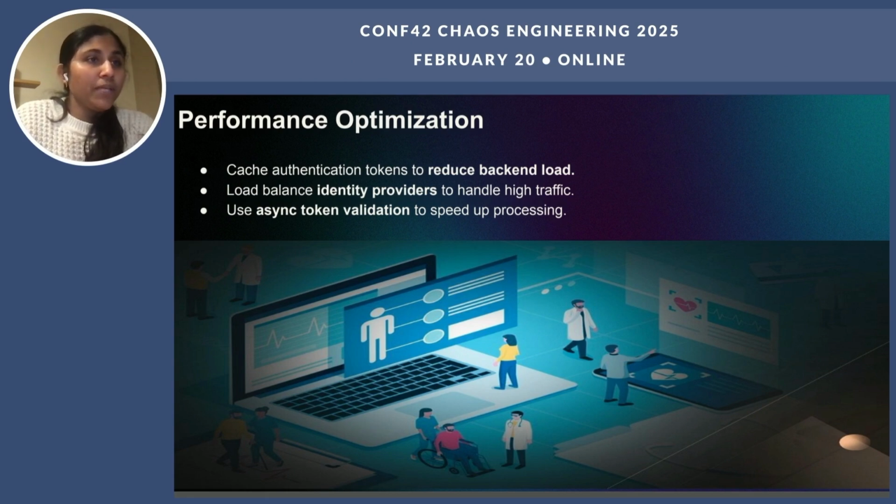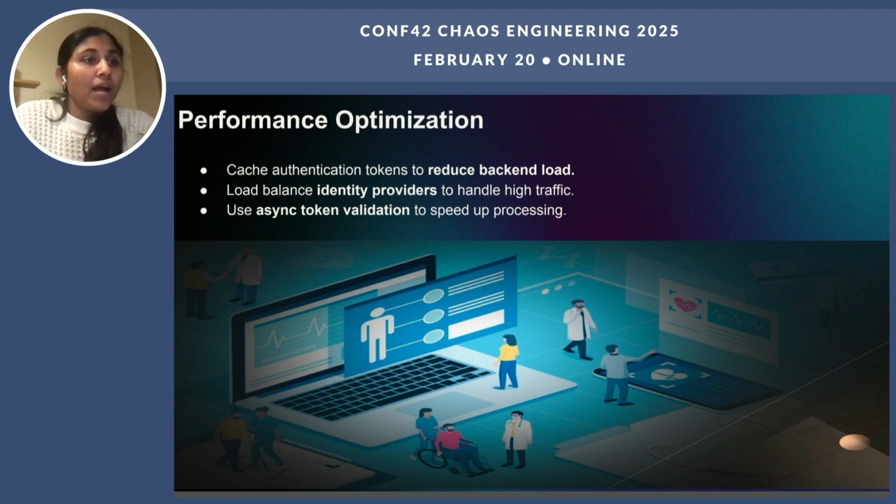First, we can improve the speed by caching authentication tokens. So instead of forcing users to re-authenticate every time they access a system, we store valid tokens temporarily. This reduces the load on backend identity providers and allows for faster authentication.